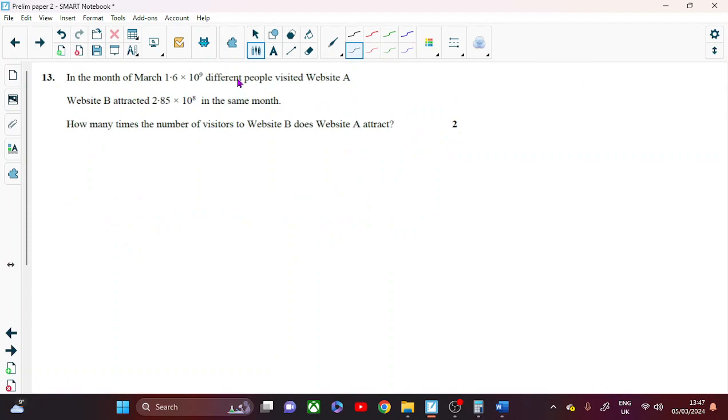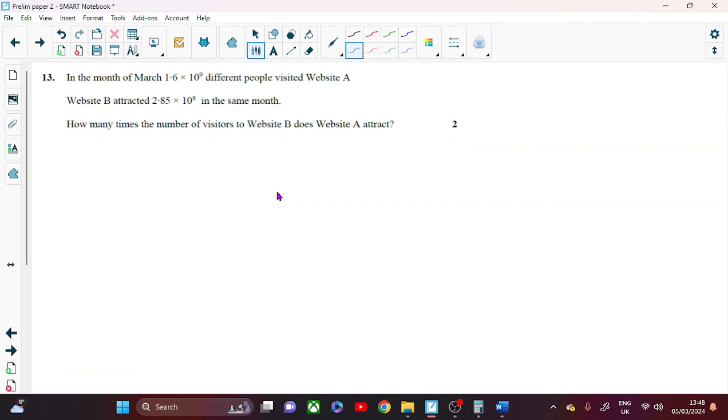Right. This is another one that's more likely to turn up in question 1, 2 or 3 on a paper than it is to turn up at the back end. In March, 1.6 times 10 to the 9 different people visited website A. Website B got 2.85 times 10 to the 8. How many times the number of visitors to website B does website A attract? We're interested in A. A is bigger.